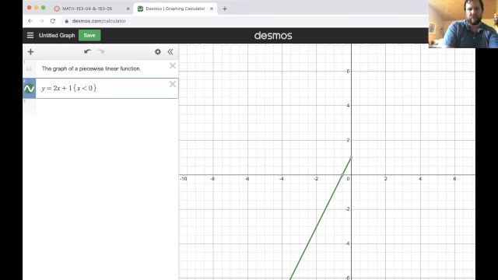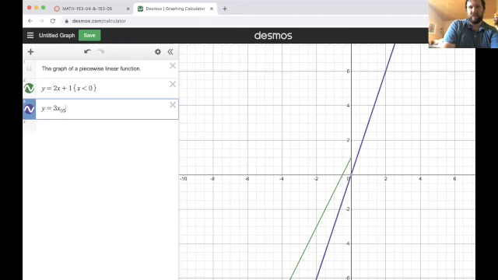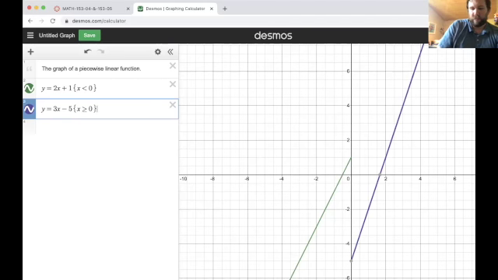Is this making sense? So then the other piece, my y equals 3x minus 5 piece, I'm going to put in as x greater than or equal to 0. And I just type greater than followed by equal to get greater than or equal to. And so this is roughly what the graph of this would look like.